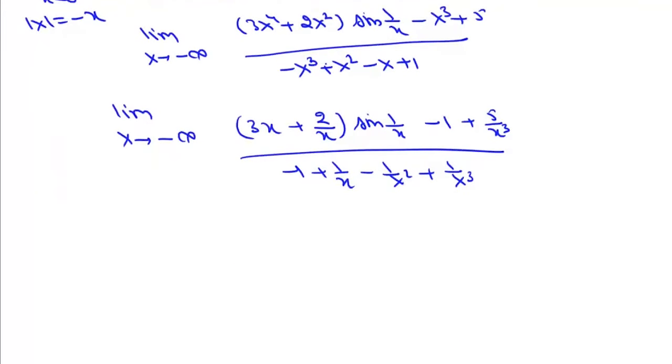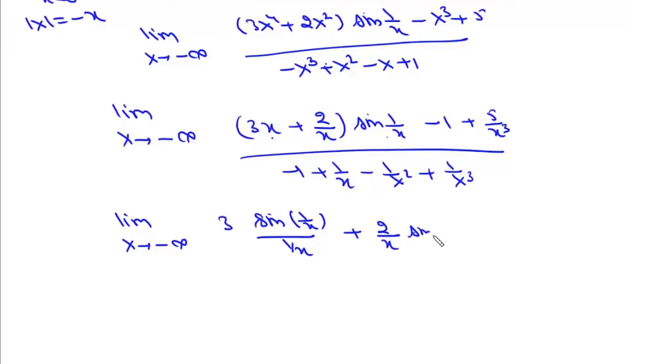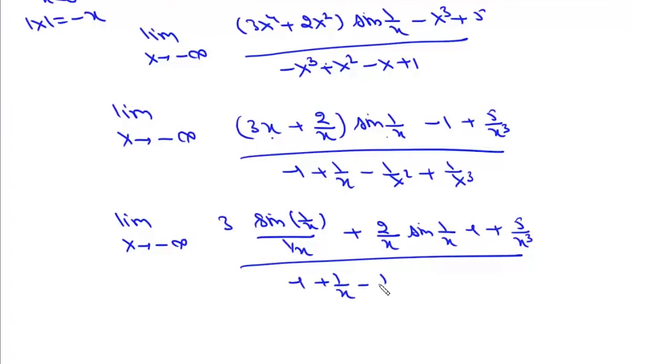Now everything is sorted other than this x. So we'll multiply it with sin 1 by x. We can write this as limit x tends to minus infinity, 3 into sin 1 by x, divided by 1 by x, plus 2 by x sin 1 by x minus 1 plus 5 upon x cube, divided by minus 1 plus 1 by x minus 1 upon x square plus 1 upon x cube.